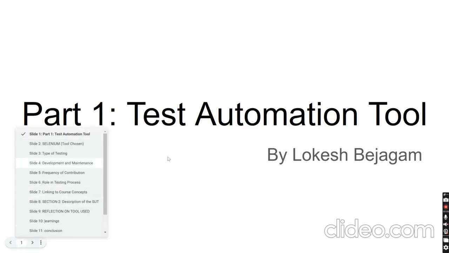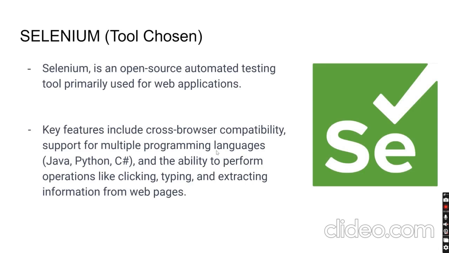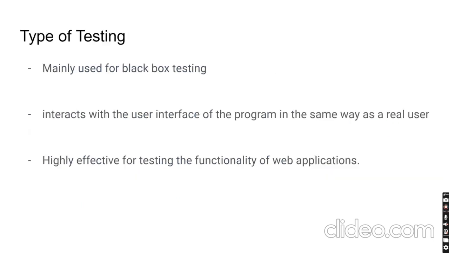For this, I have chosen Selenium as a tool. Selenium is an open source automated testing tool primarily used for web applications. Key features include that it is cross-browser compatible and supports multiple programming languages like Java, Python, and C Sharp, and performs various operations like clicking, typing, and extracting information from web pages through web scraping.